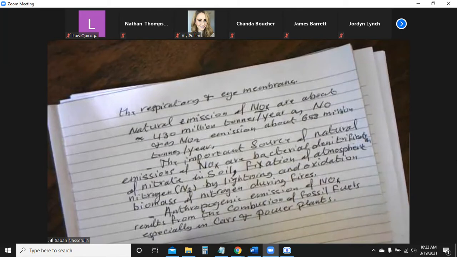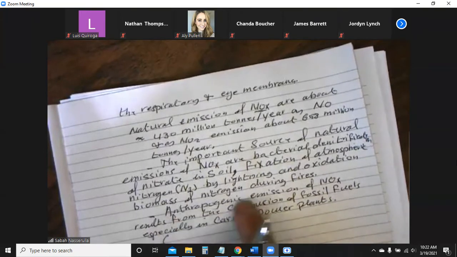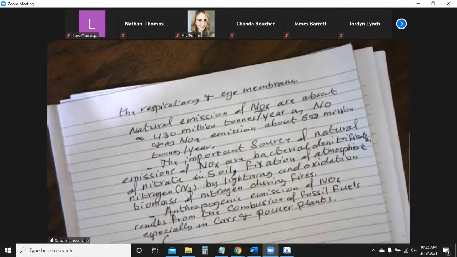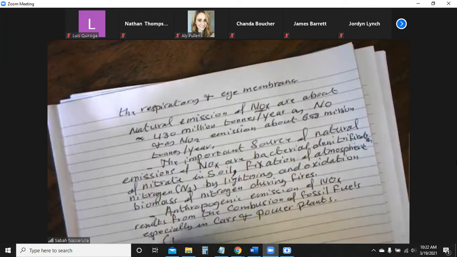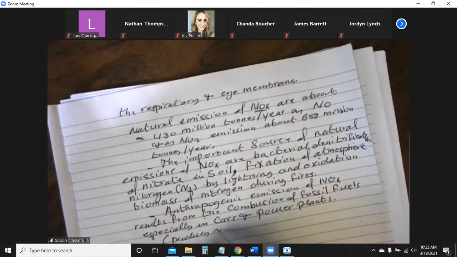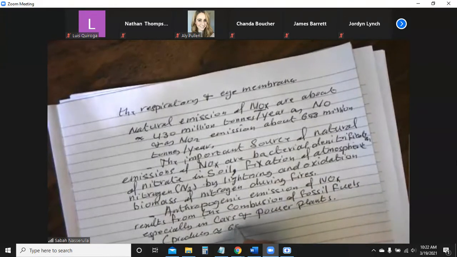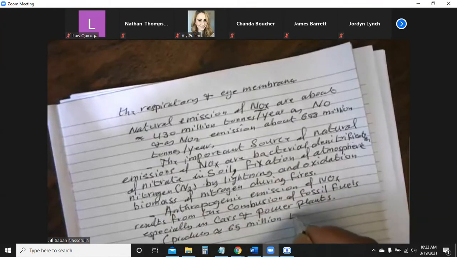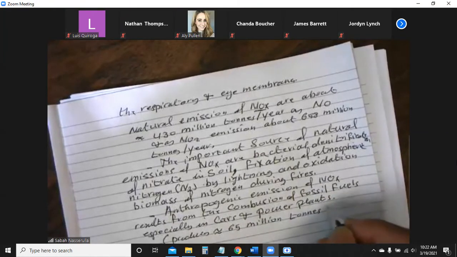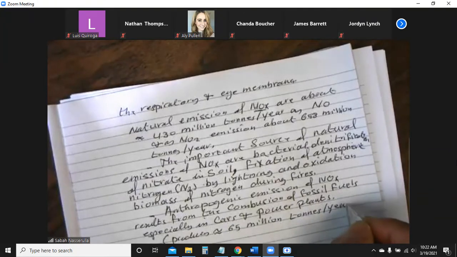And I just put here between two brackets, usually the anthropogenic emission produces about 65 million tons per year.